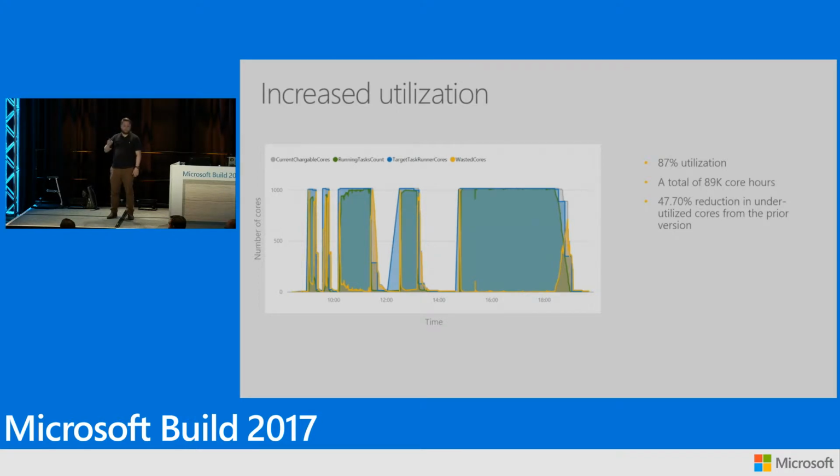Prior to Batch, all those white areas in between the peaks would have been still cores running. So that would have been cost a customer would have had to pay. Now we're achieving around 87% utilization. Well, this example here is 80% utilization. And we use 90,000 cores, which is just under 50% better than our previous solution. So that's a big cost saving to our customers.